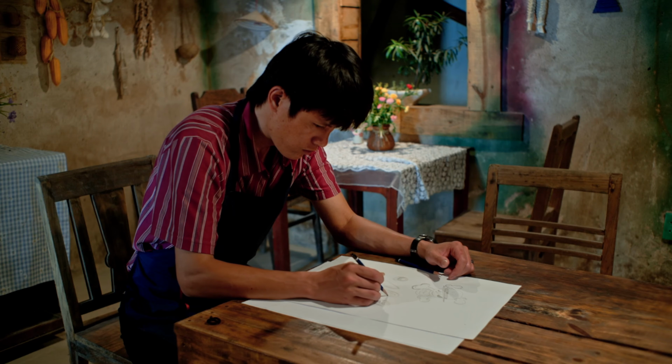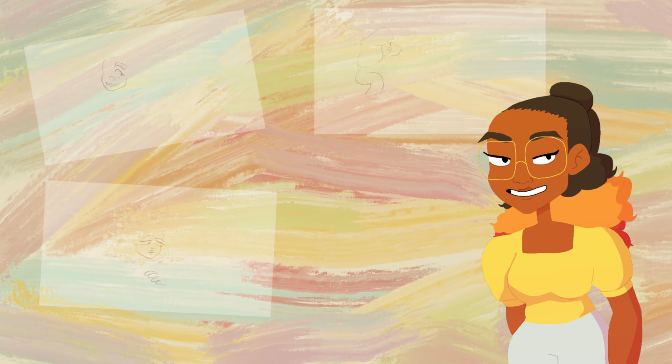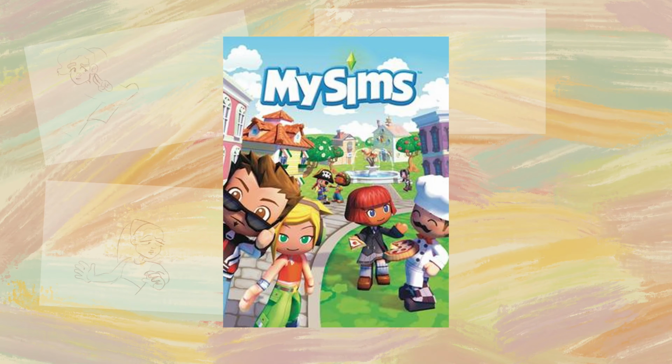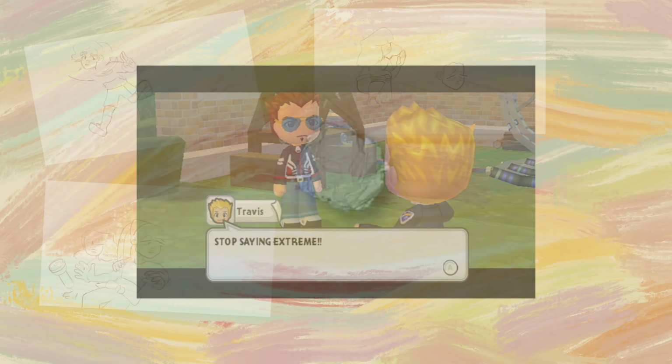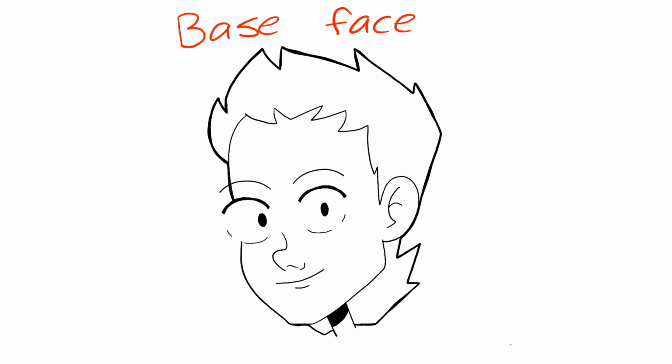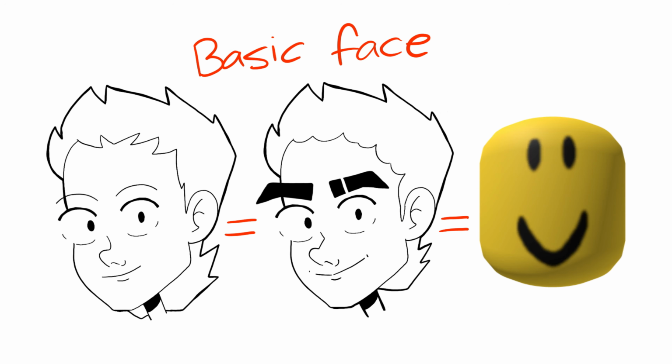Okay, so you found your art style, or something you think is your art style, and you want to change the face. The first step: I recognize what is the most basic face in my art style. Since MySims heavily influenced my art, and since I used to draw Chaz and Travis a lot, I'd say my generic character would be something like this. Honestly, it kind of looks like Emmett. Don't tell Emmett that his design is the equivalent of a Roblox noob. But yes, draw your noob in your art style.